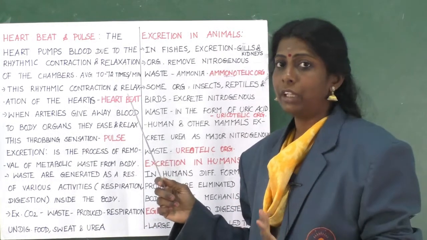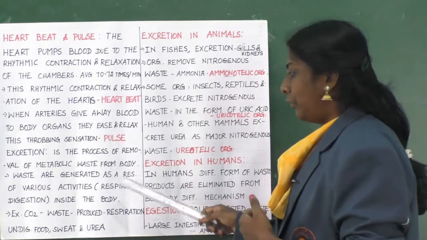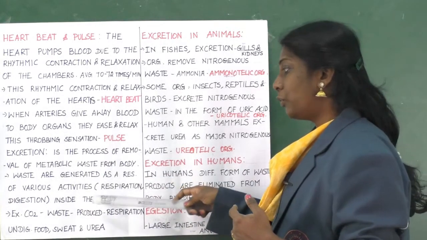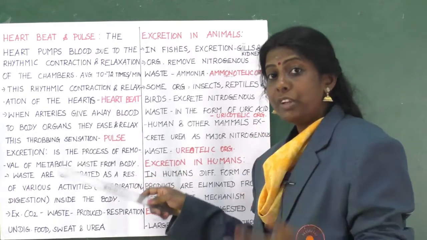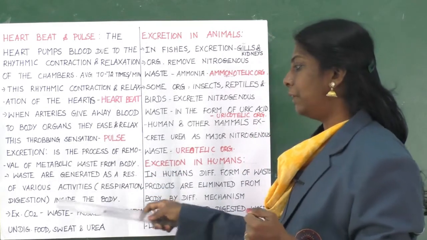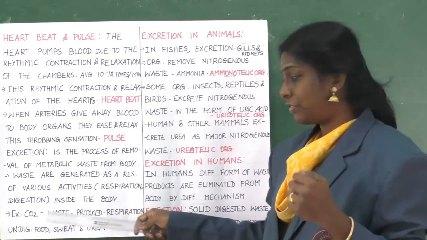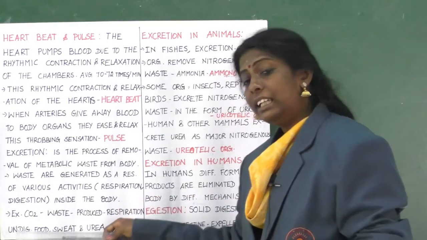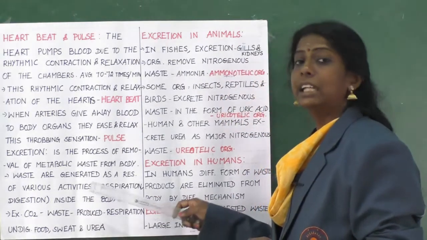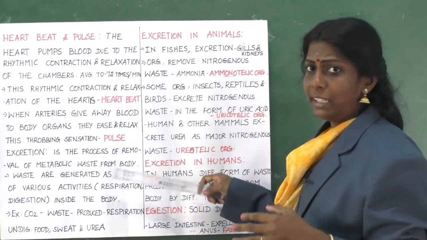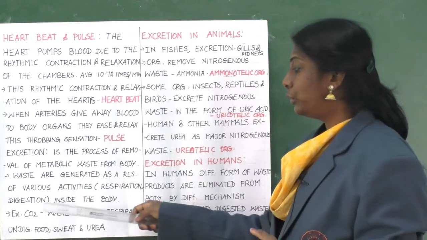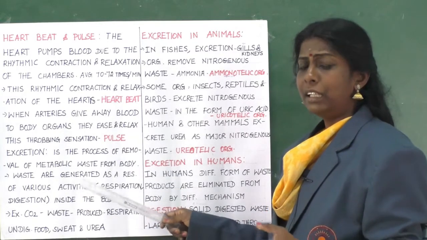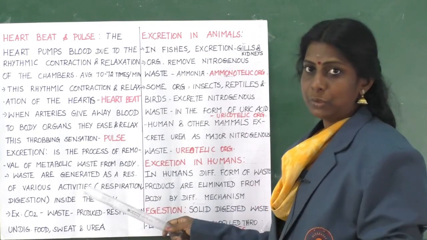So many mechanisms are going on in our body. Is it not? Like respiration, digestion, so many things are going on. As a result of all these activities, metabolic waste will be generated. For example, carbon dioxide. Carbon dioxide is the waste generated during respiration. Then undigested food, sweat and urea, all these are metabolic waste generated during processes like respiration, digestion, and so many. Okay. But these metabolic wastes are produced.